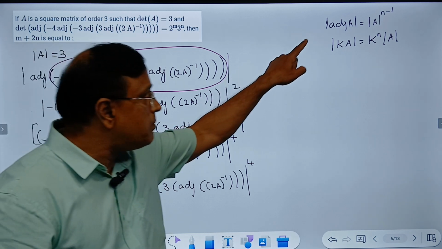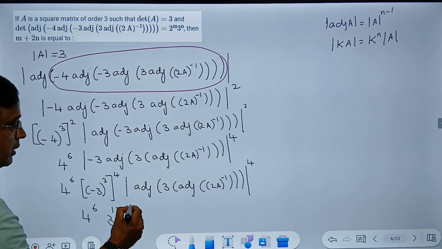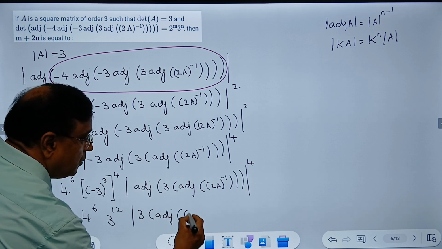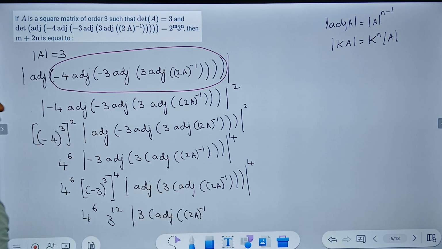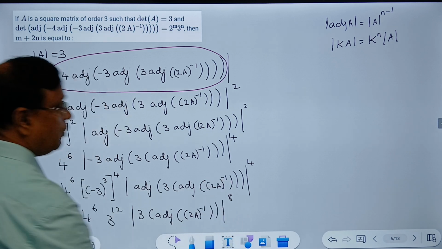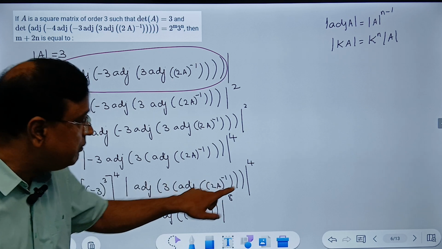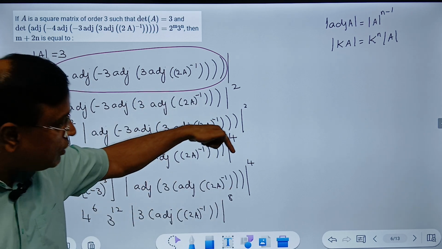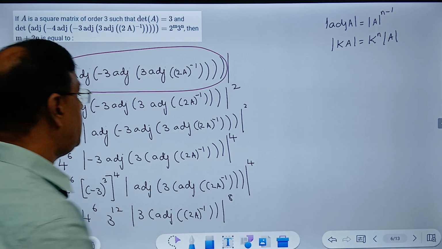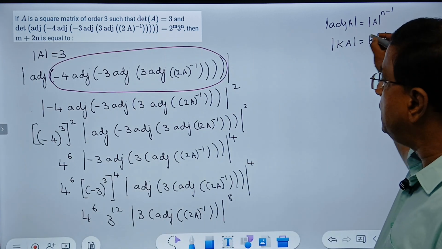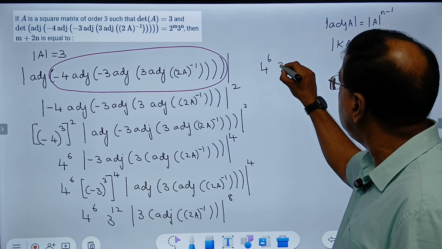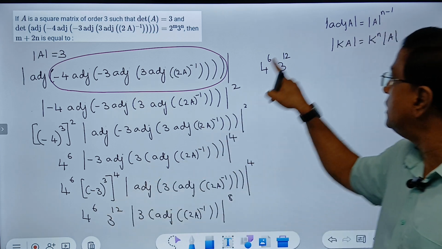Once again I use that property. What is determinant of adjoint of A? Determinant of 3 into adjoint of 2A the whole inverse, the whole power 8. Why? Determinant of adjoint of A will be determinant A to the power of 2, but already there is a 4, so 4 2s are 8. Right? Now once again I go back to this and I apply this property. When I apply this property, it will be 4 power 6 into 3 power 12.